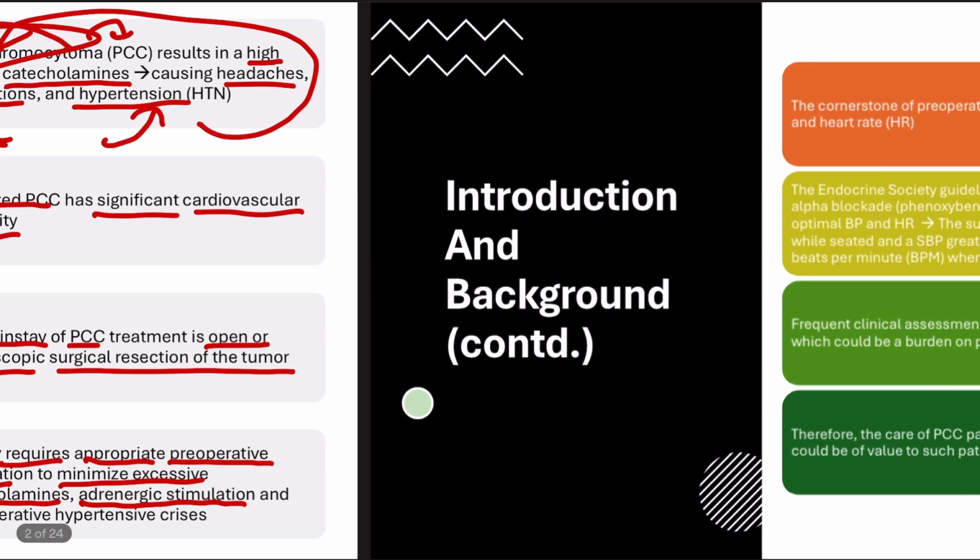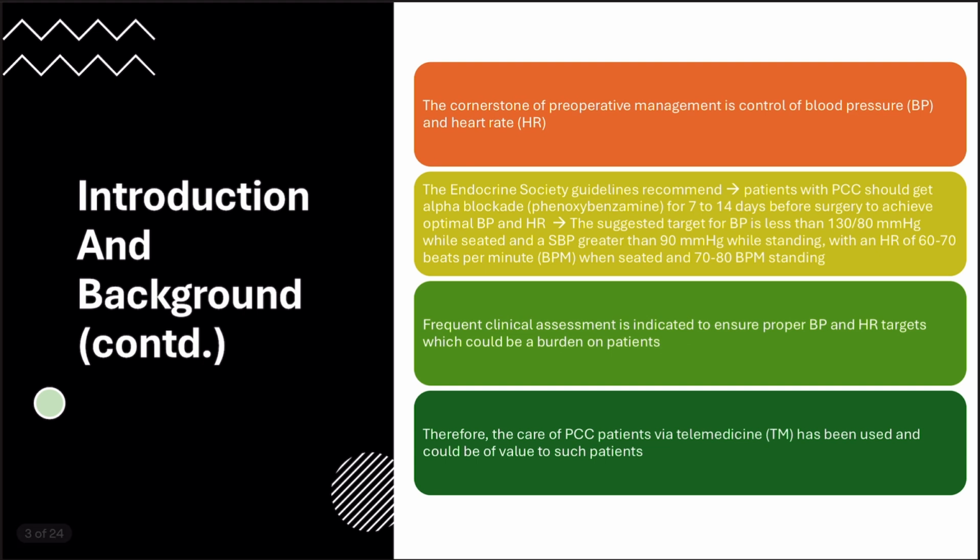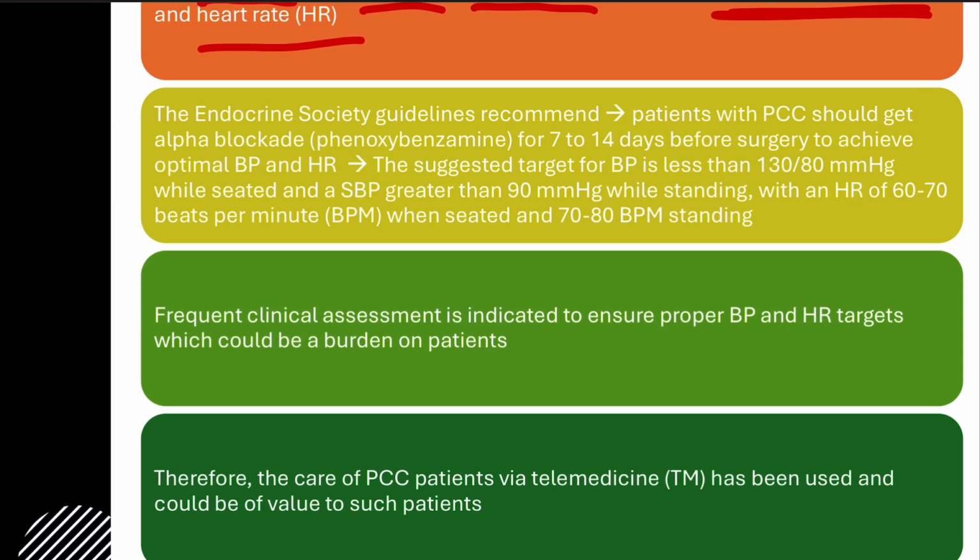Continuing with this, you can see the cornerstone mentioned in this article. The cornerstone for the preoperative management of pheochromocytoma is to control the blood pressure and the heart rate. And what are the guidelines? The Endocrine Society guidelines recommend that patients with pheochromocytoma should get an alpha blockade in the form of phenoxybenzamine, an alpha blocker, for about 7 to 14 days before the surgical resection, to achieve optimal BP and heart rate.